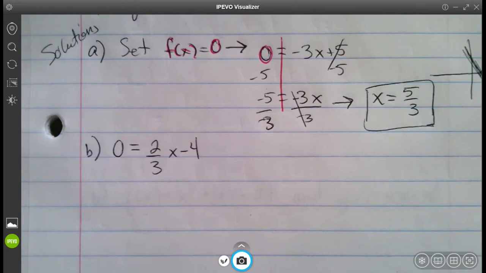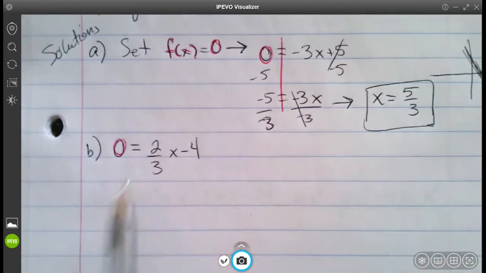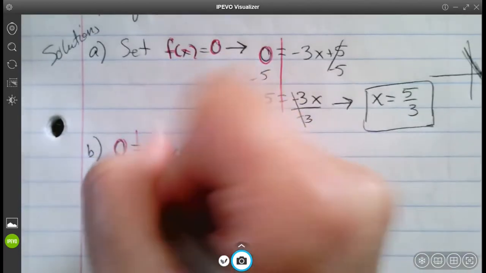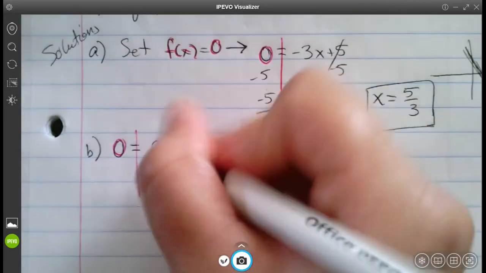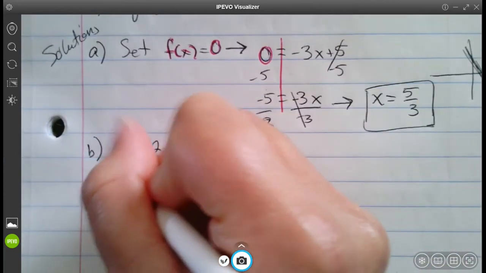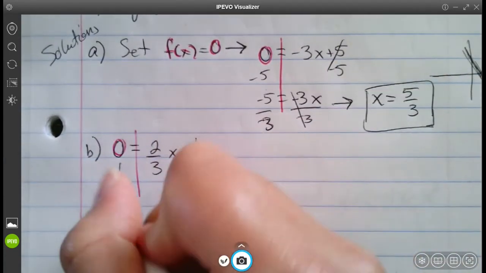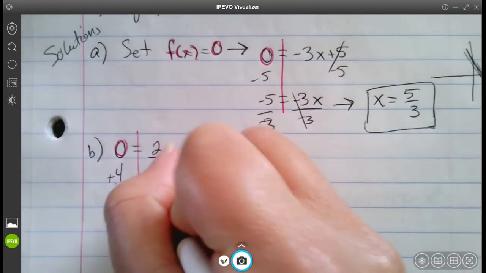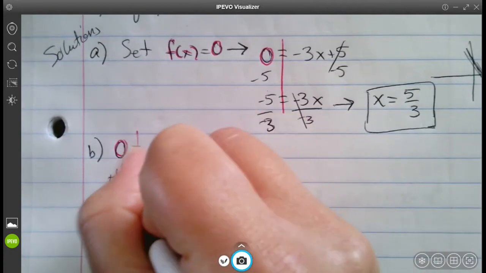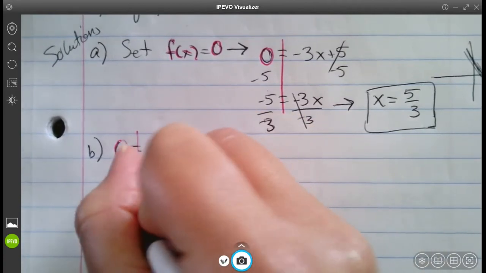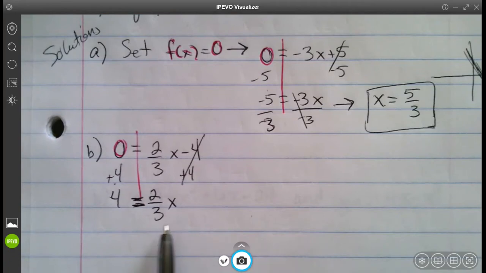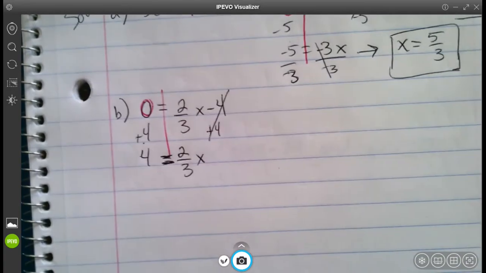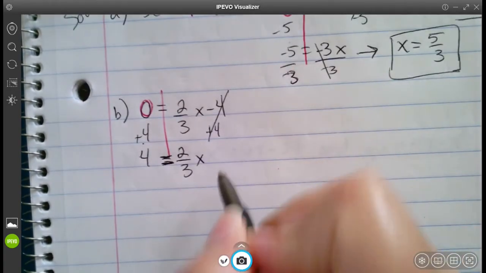Okay. So again, all we're doing here is we're setting the f of x equal to 0. So 0 is now taking the place of the f of x, and we're going to solve. So I'm going to add 4 to both sides, like so. Okay, 0 plus 4 is 4. This is 0, so it's gone. And I have 2/3 x. And actually, this one is kind of nice because we don't have to add or subtract. We have to get rid of the 2/3. Okay, so there's two ways you can do this. You can either multiply times the reciprocal, or you can divide by 2/3.